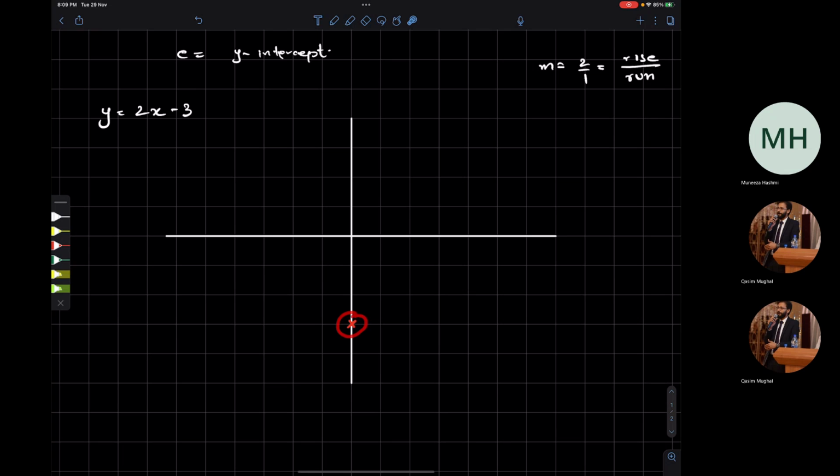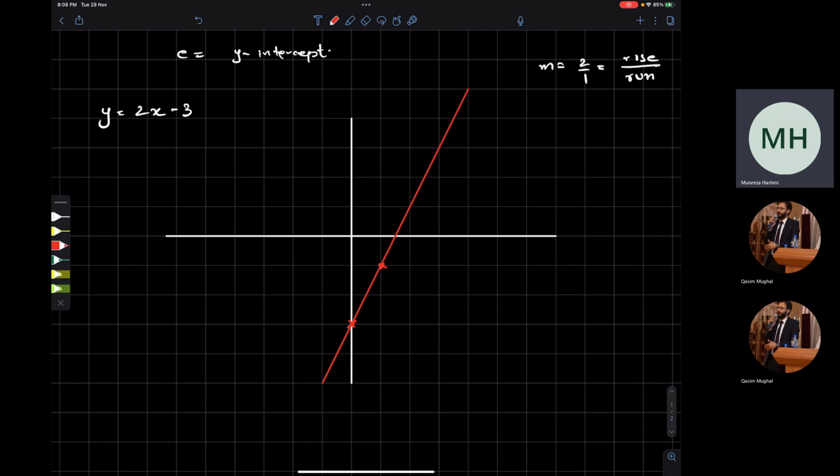So from this point, you follow through this gradient. So 2 units of rise have gone up from this point, and then 1 unit of run. So another point is going to be here. So the line will also pass through this point. Now you can easily draw the line from these points. This is what you will have. Okay? Yes, sir. Got it? Yes.